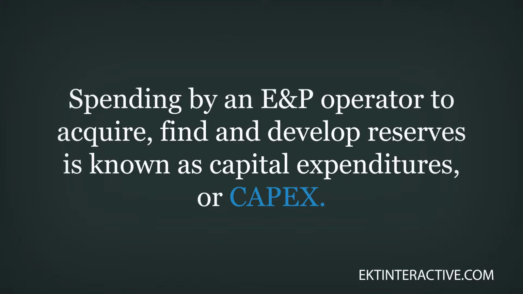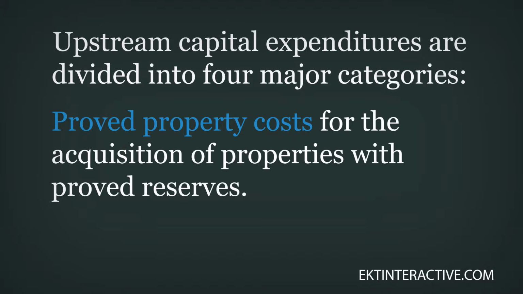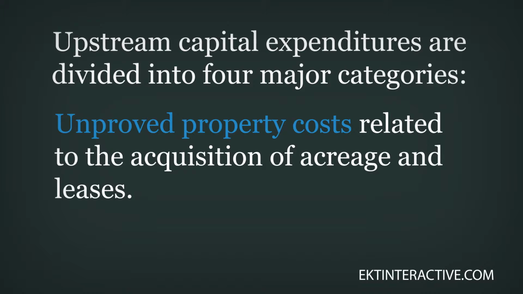Spending by an E&P operator to acquire, find, and develop reserves is known as capital expenditures, or CapEx. Upstream capital expenditures are divided into four major categories. Proved property costs for the acquisition of properties with proved reserves. Unproved property costs related to the acquisition of acreage and leases.